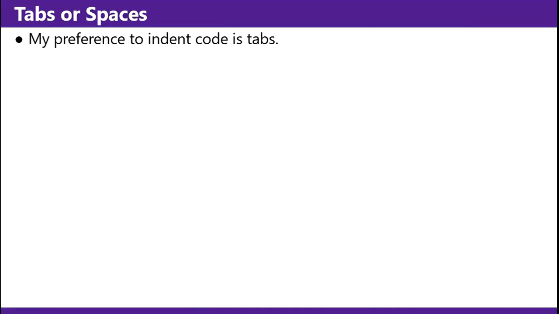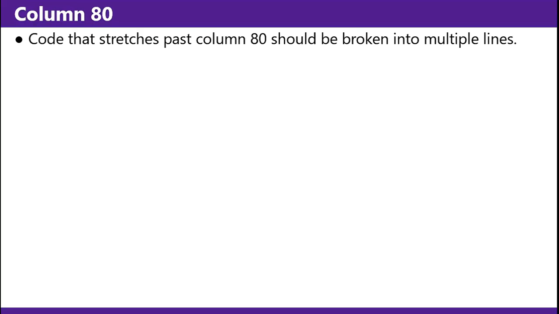Tabs or spaces. My preference to indent code is tabs. Python recommends 4 spaces. Column 80. Code that stretches past column 80 should be broken into multiple lines.